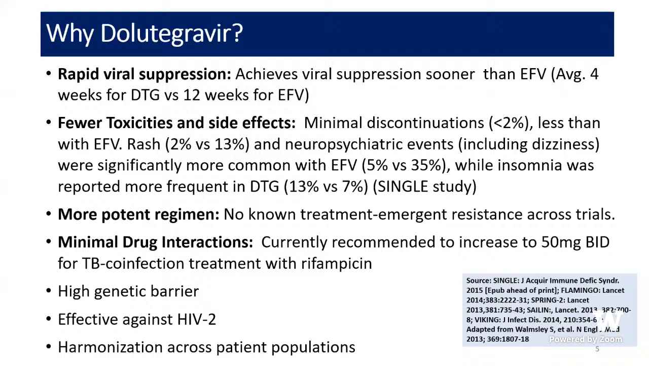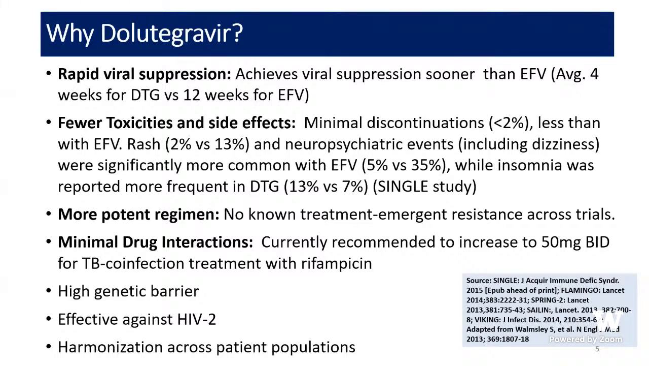So high genetic barrier is there. Effective against HIV-2, which is one of the major plus points, and there is a harmonization across the patient populations. So dolutegravir was chosen 1.5 years back by NACO and also by several other Western countries. And this has been seen to be one of the fastest in viral suppression. This has minimum or fewer side effects.